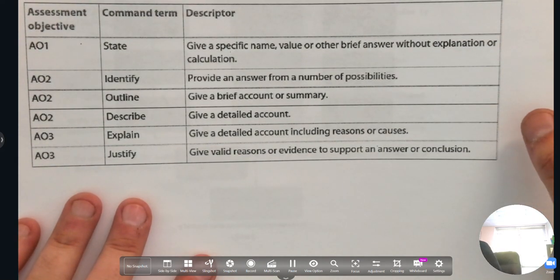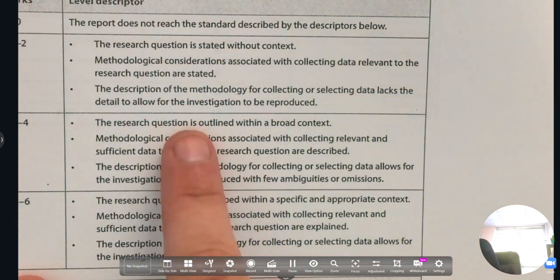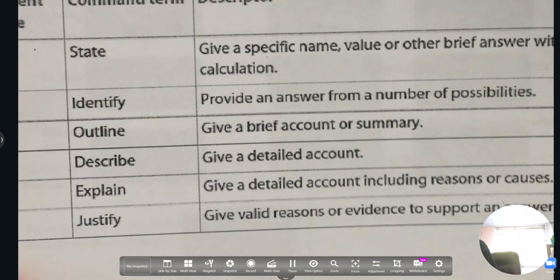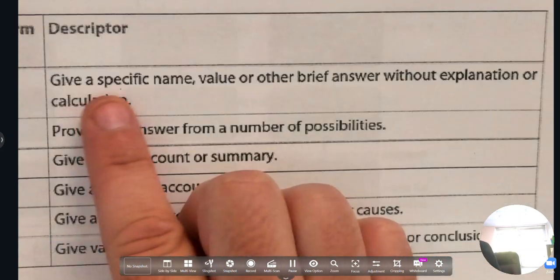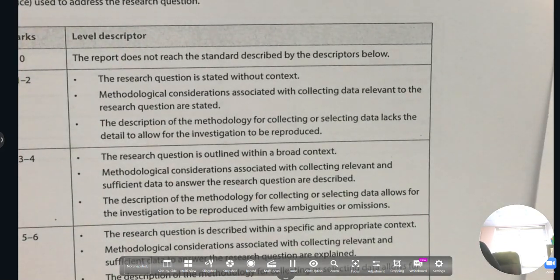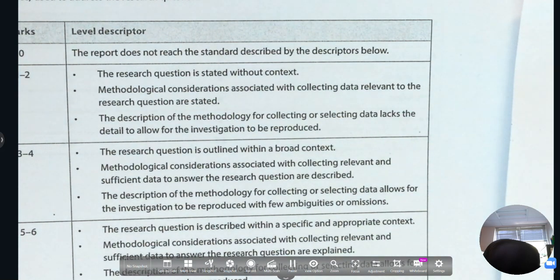Command terms. If we go back to the rubric: stated, outlined, described. What is the difference? When you state something, all you're doing is giving a specific name, value, or other brief answer without an explanation or calculation. So when the research question is stated, it would probably sound like, what is the effect of this on that? That's all it would say. You didn't provide any context. Does everybody understand what I'm saying? If along the way anybody doesn't understand, stop me.